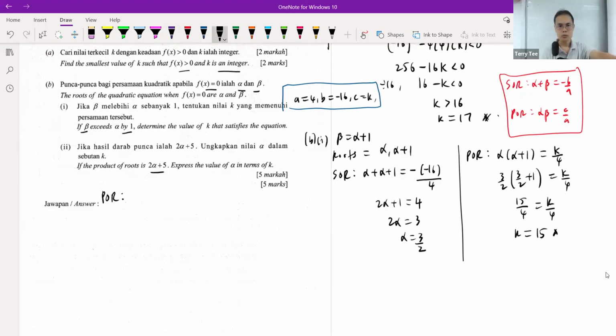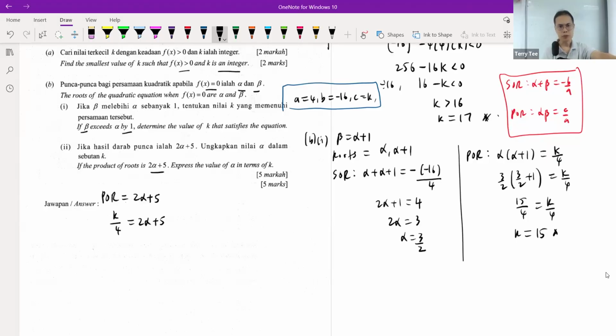We do not know what your alpha, beta are, but we do know that your product of roots is 2 alpha plus 5. So the product of roots is c over a, your c is k, your a is 4, so k over 4 equals 2 alpha plus 5. And I'm finding alpha, right?